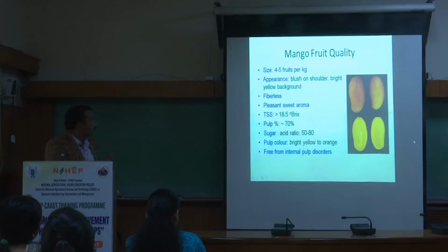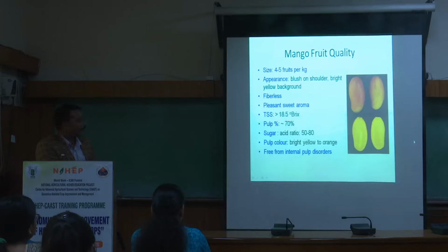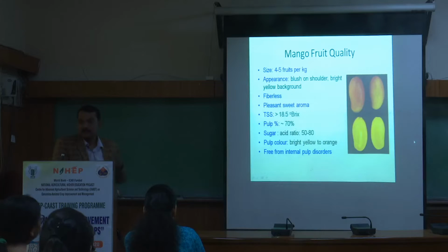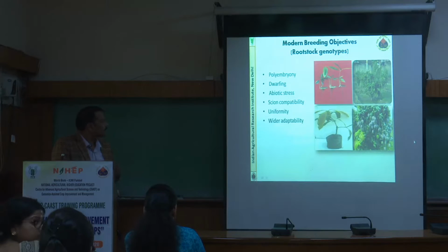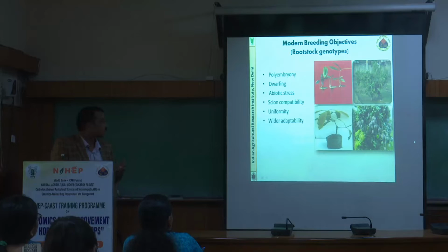And then fiberlessness, TSS is another thing. So here 18 or above 18 is good. We are selecting those hybrids. Pulp percentage near about 70%. Then sugar acid ratio, pulp color is there, and free from internal disorders. These are some of the traits for rootstock breeding in case of mango. Of course, if you are going for rootstock, it should be polyembryonic. Wider adaptability, dwarfing, abiotic stress resistance, all these things are there.